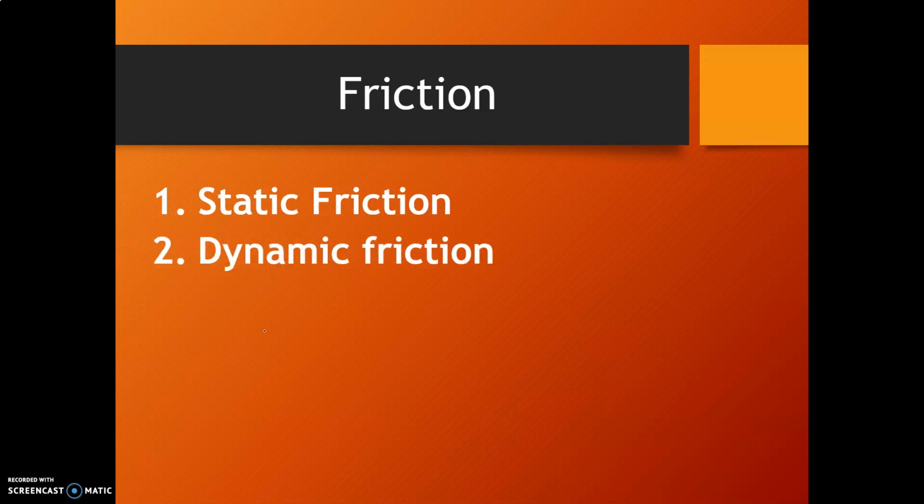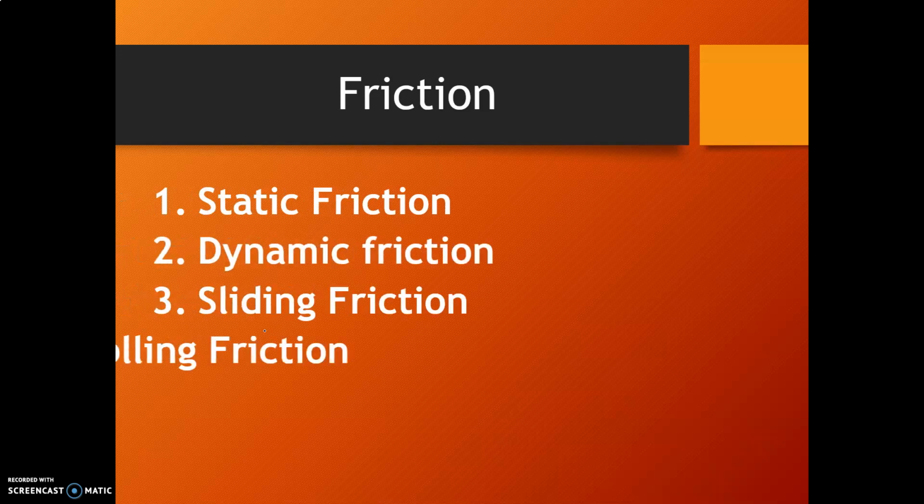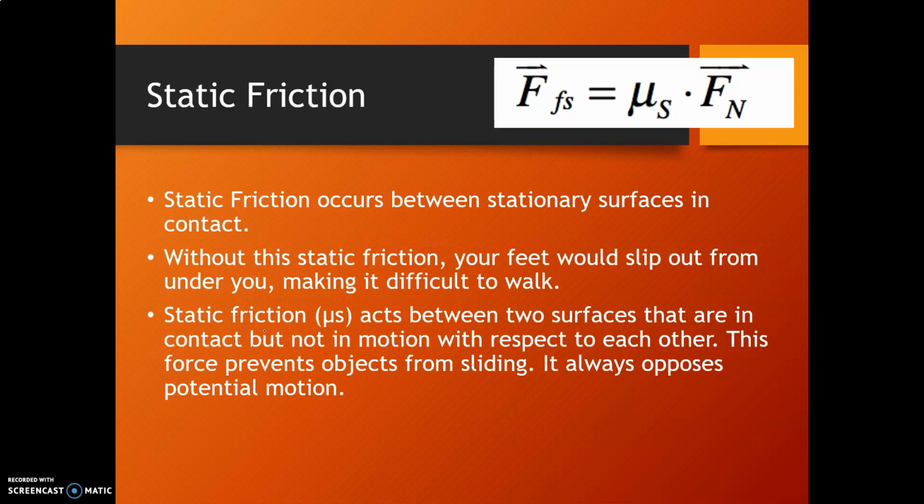So there are four types of friction: static, dynamic, sliding, and rolling. Mostly in our class, we're going to be talking about static and dynamic. So static friction. Static friction occurs between stationary surfaces in contact. So always remember static, stationary, S and S. With static friction, it helps things to stay put, stay where they are. Without static friction, your feet would slip out from under you, making it very difficult to walk. So obviously static friction is very important.